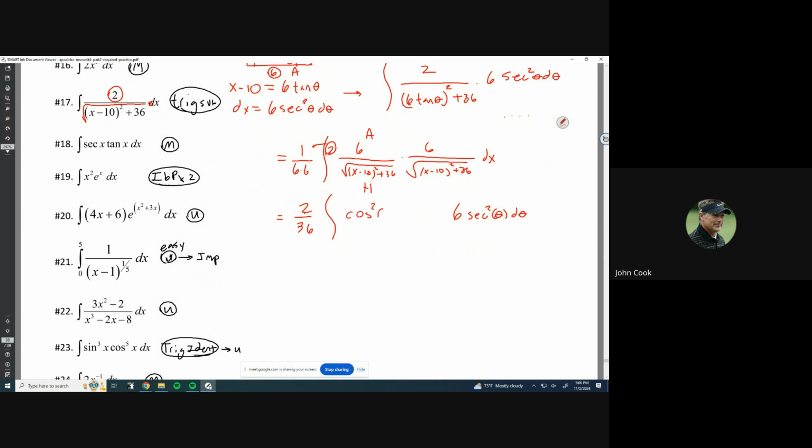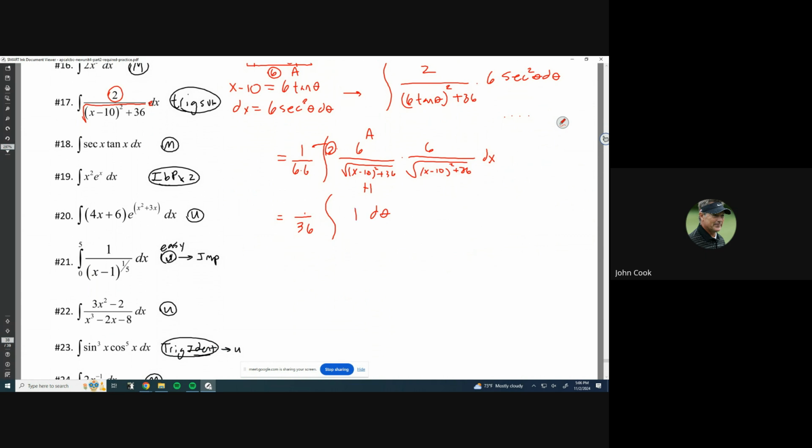And remember that secant squared is 1 over cosine squared. So this becomes 6 times 1 over cosine squared, and see the cosine squareds cancel out, leaving me just with 6, and then a d theta. And that's what you'd end up with either way. Maybe I'd move the 6 out front also.